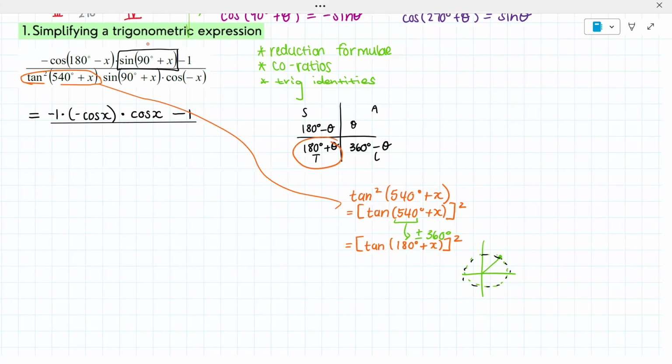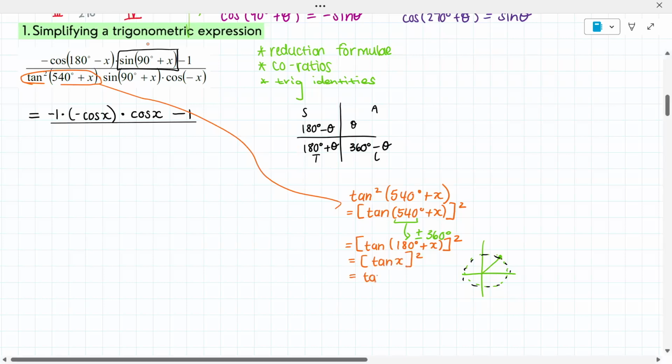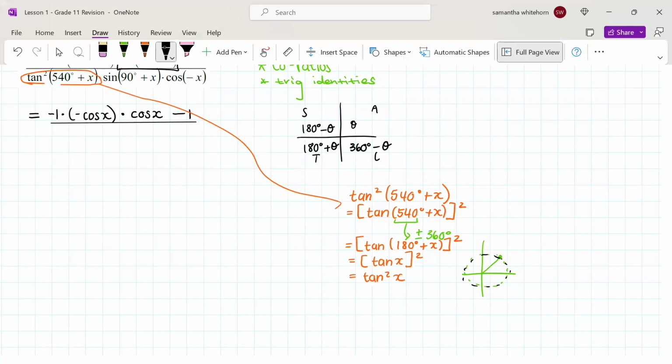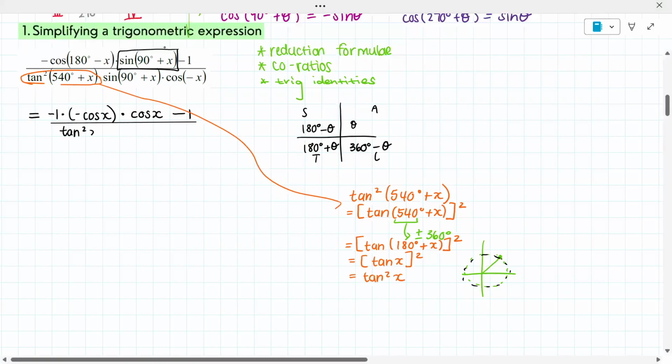180 plus is quadrant 3. That's where tan is positive. So I'm working with tan of x squared, and so I have tan squared x. That whole bottom 540 plus x tan squared expression actually just simplifies to tan squared x. And so it's really important that we understand what those squares are telling us. So that's the first denominator factor. Sine 90 plus we've already done. We know it's cos x.